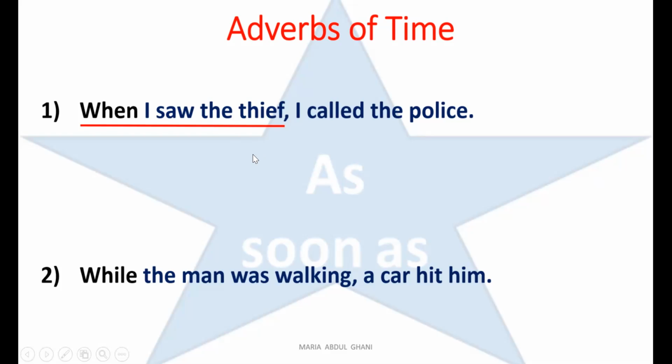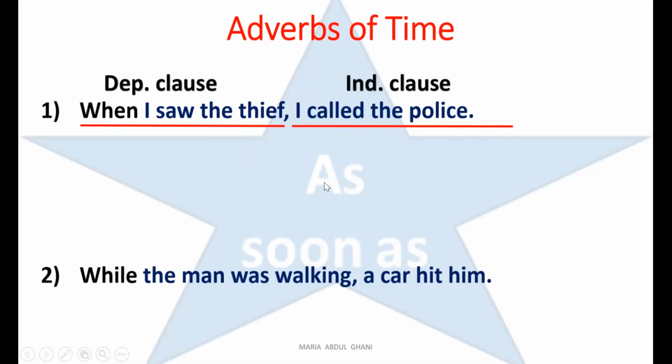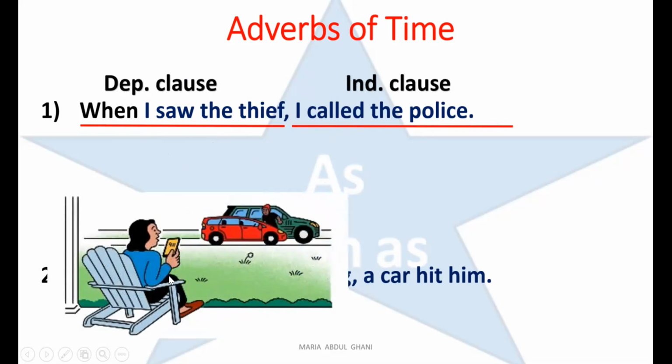When I saw the thief, I called the police. Here is the dependent clause, and here the independent clause. When I saw the thief, directly at the same time I called the police. The two actions are happening at the same time, so we use the adverb of time "when." See the picture here: when I saw the thief, I called 911, which is the police.